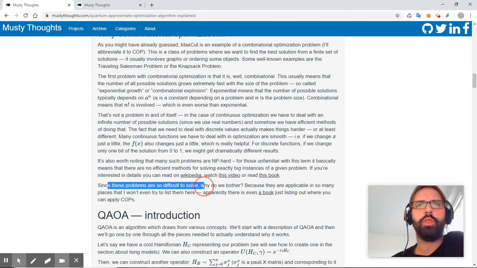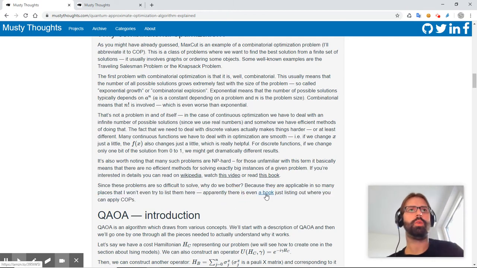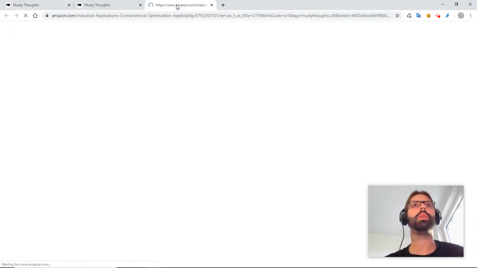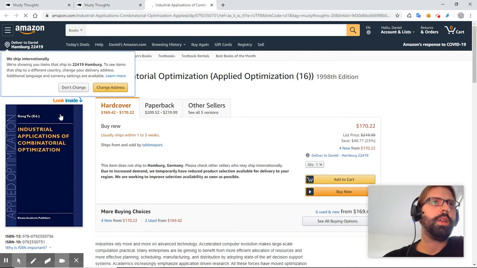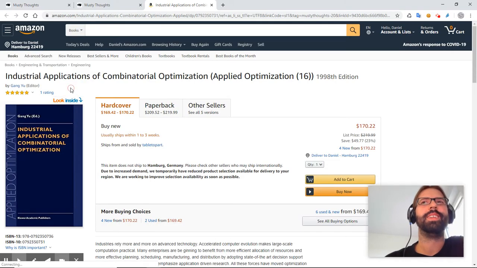Since they are actually difficult to solve, why do we bother? Because they're applicable in so many places that we didn't try to list them all here. Just listing out where you can apply. Really? Industrial combinatorial optimization. Interesting.